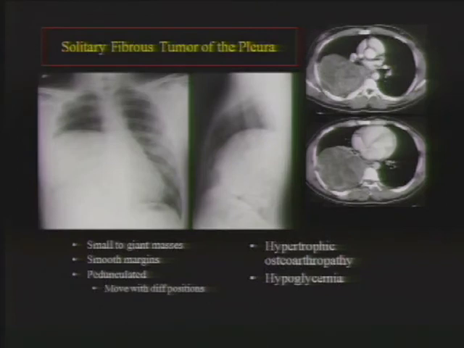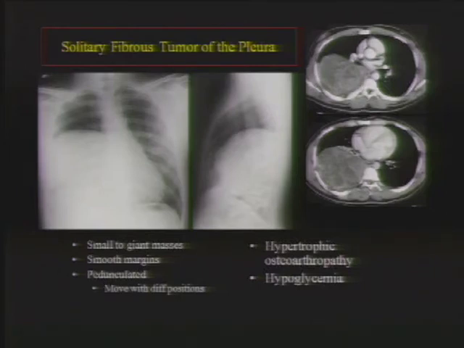Here's an example of a solitary fibrous tumor of the pleura. They can be small to giant, although most often we recognize them when they're very, very large, as in this case. They typically have smooth margins and are often at the lung base. One thing that old-time radiologists know is that they are characteristically pedunculated, and so in fact they can flop around in the pleural space. And so in the olden days, people like my dad used to turn people on their side and watch the thing move in the pleural space, and then you would say, aha, this is a solitary fibrous tumor of the pleura.